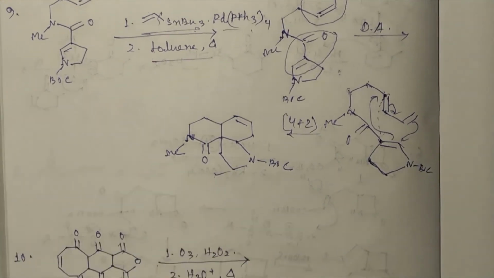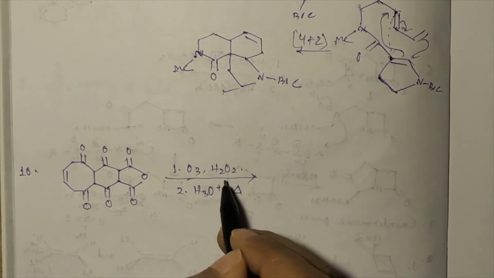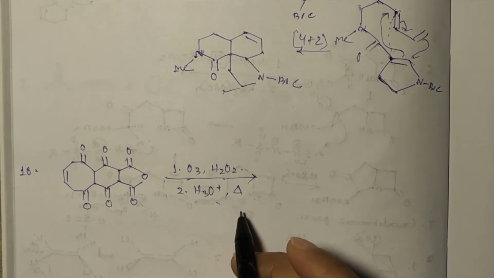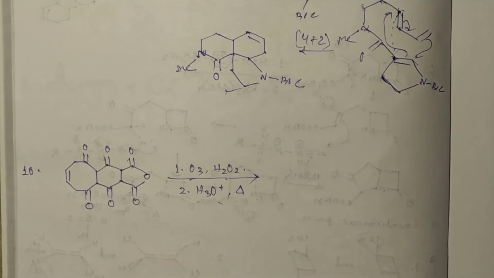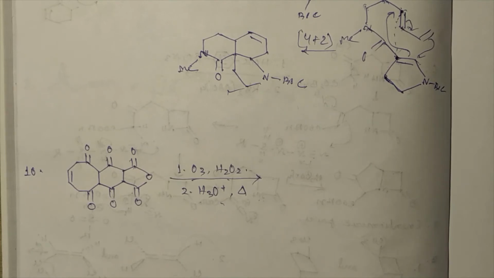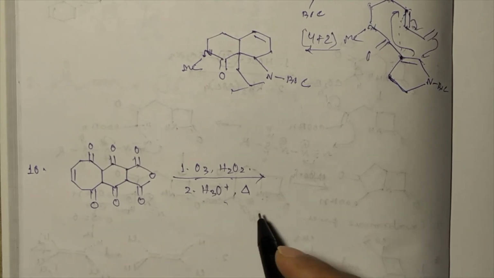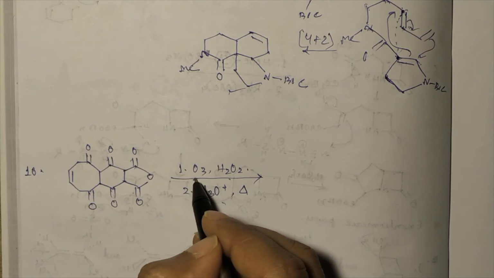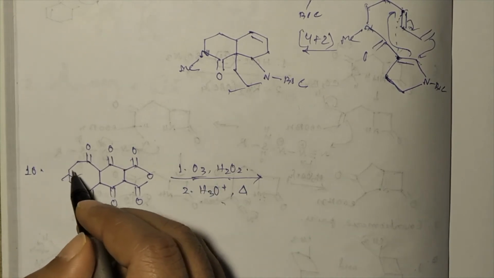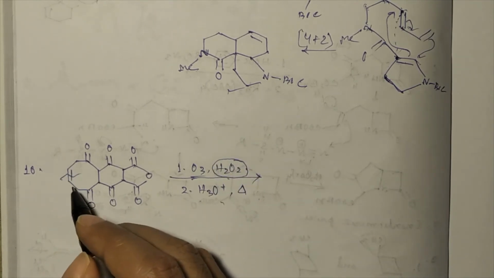Now another question: if this compound is treated with O3, H2O2 and then H3O plus, then what will be the product? Actually the question was asking about the number of carbonyl groups present in the final product of the following reaction sequence. So what will happen here, after ozonolysis this bond will cleave and it will be converted to CHO, but as the condition is oxidizing condition, so it will be converted to COOH.